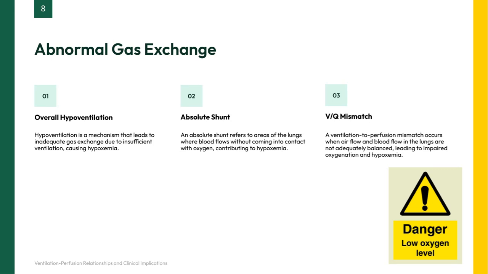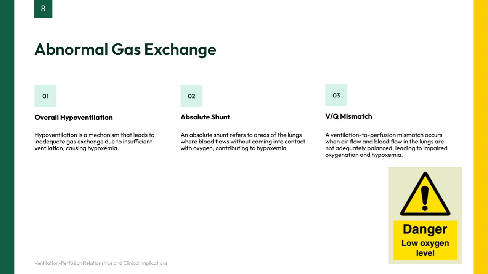When we talk about abnormal gas exchange, there are a few key mechanisms to understand. First, overall hypoventilation happens when ventilation is insufficient, meaning the lungs aren't moving enough air in and out. This leads to lower oxygen levels in the blood, or hypoxemia, because not enough oxygen is being brought into the lungs. Next, we have the absolute shunt. This refers to parts of the lungs where blood flows through without picking up oxygen at all. Essentially, some blood bypasses the oxygenation process, which also causes hypoxemia. Lastly, there's the ventilation to perfusion mismatch, or VQ mismatch. This occurs when the balance between airflow and blood flow in the lungs is off.